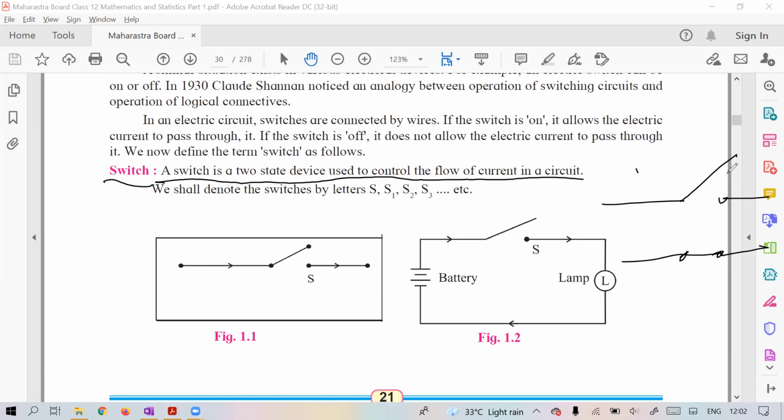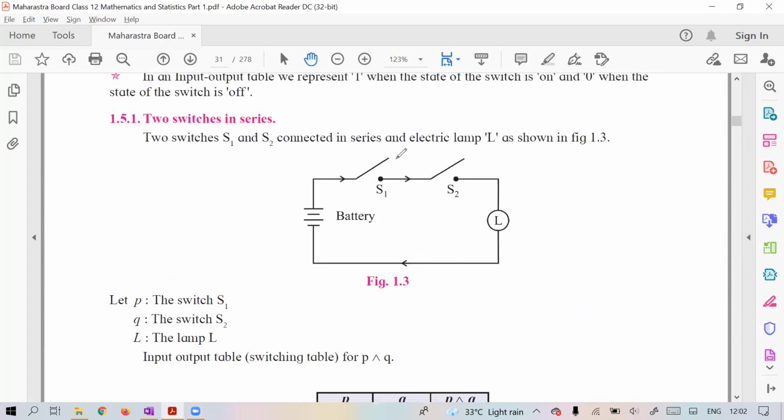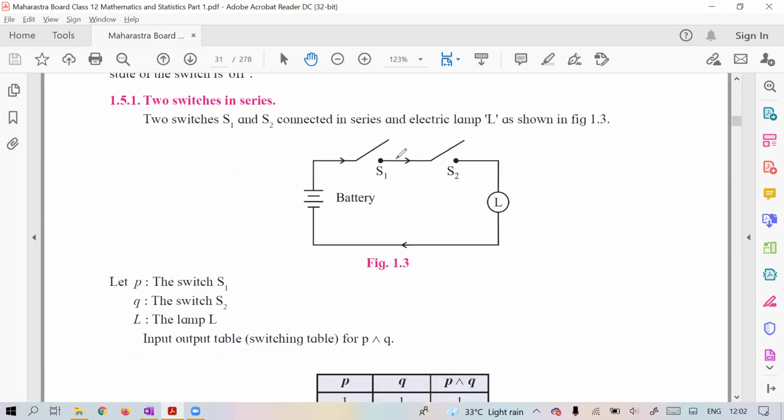So you join it, then current flows. If you cut it, then current will not flow. Okay, so in the off state you can take it as false, in the on state you can take it as true. Now you see this circuit and tell me what you will see.